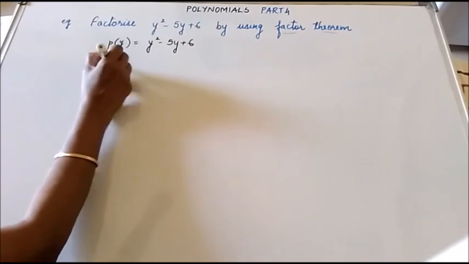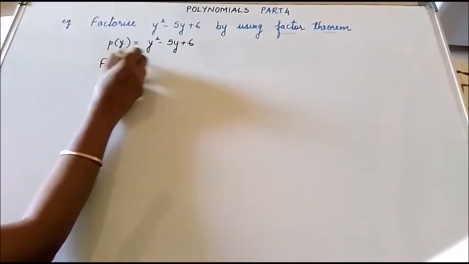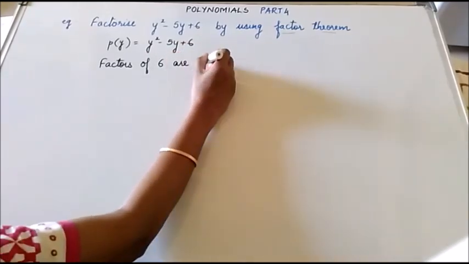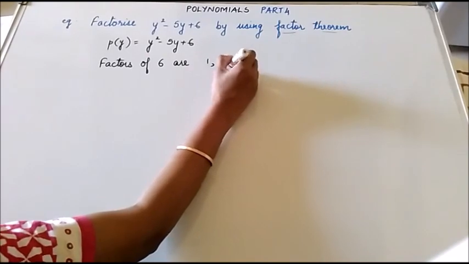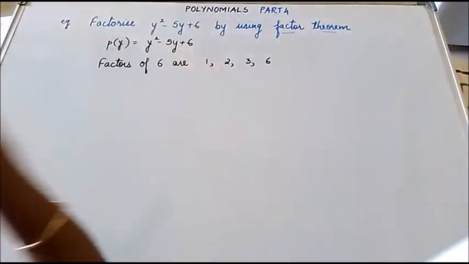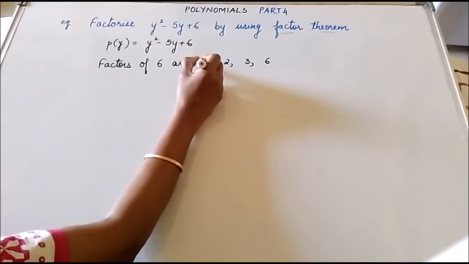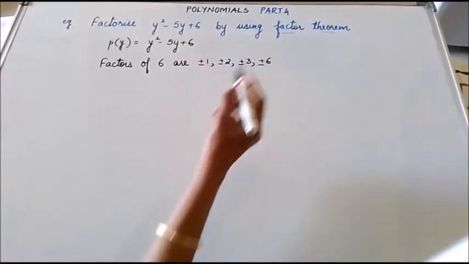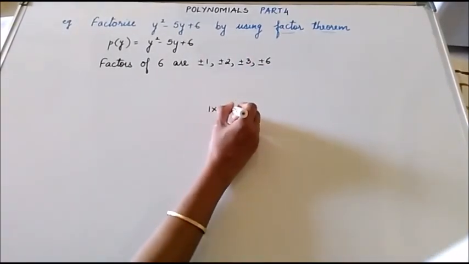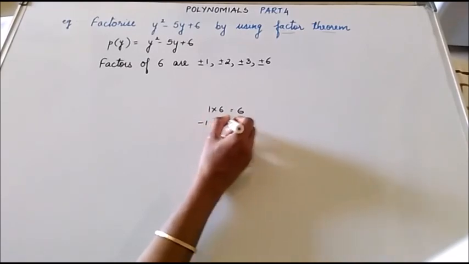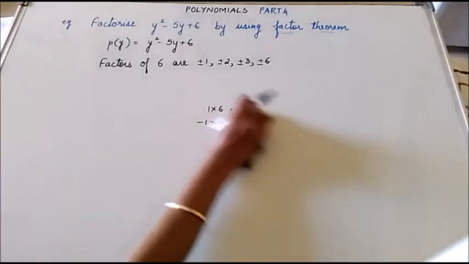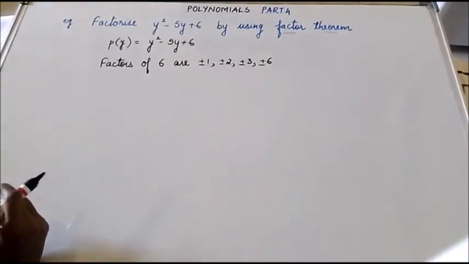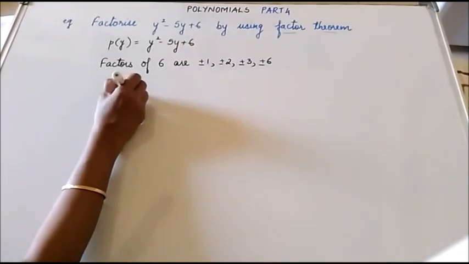Now we find what are the factors of 6. Now factors of 6 are 1, 2, 3 and 6. Okay, but in this case we will write plus or minus 1, plus or minus 2, plus or minus 3, plus or minus 6. Because 1 into 6 gives us 6, minus 1 into minus 6 also gives us 6. Now by trial, we will try with each factor. So first let us take y is equal to 1.